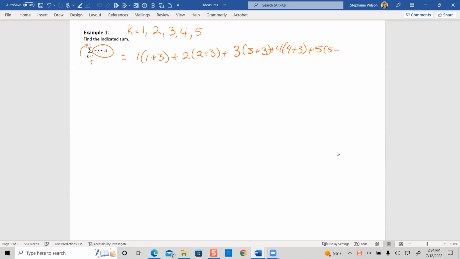let's use the order of operations, meaning we're going to do the parentheses first, then we're going to multiply. So 1 plus 3 is 4 times 1 is 4. 2 plus 3 is 5 times 2. 3 plus 3 is 6 times 3. 4 plus 3 is 7 times 4. 5 plus 3 is 8 times 5. And then we add them all up and we get a sum of 100.